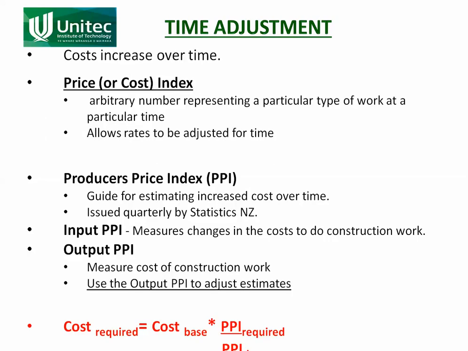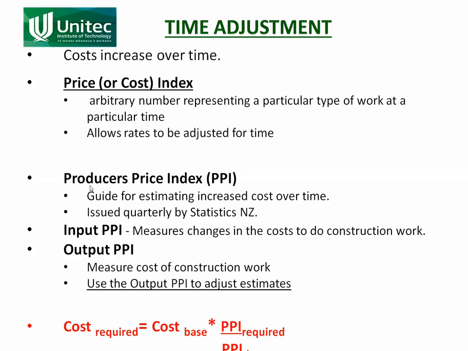Time adjustment. Costs increase over time, and how do we adjust for that? And the way we adjust it is by using a price or cost index. These are things that are put out by the Department of Statistics, and what they do is they analyze prices for a certain thing at a certain time, and they equal that to an index, and then every quarter, every 3 months, they go along and they reprice it, and they see how much has that price gone up. So it's an arbitrary number representing a particular type of work.